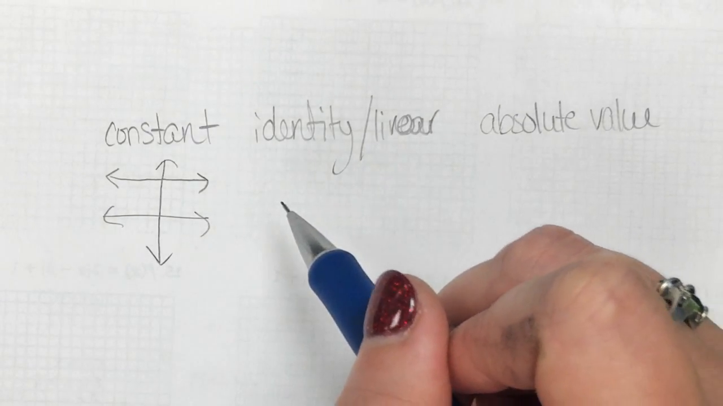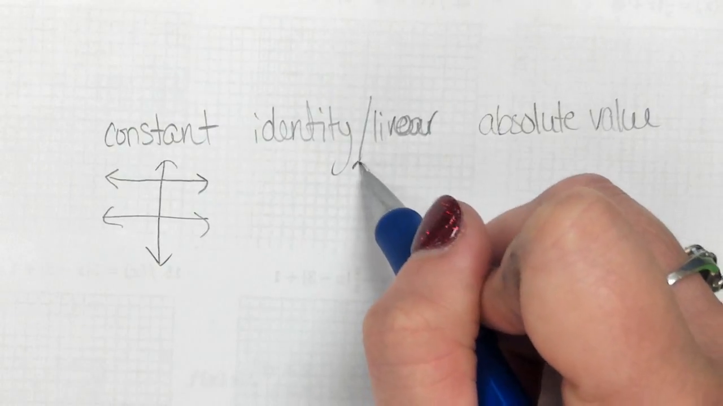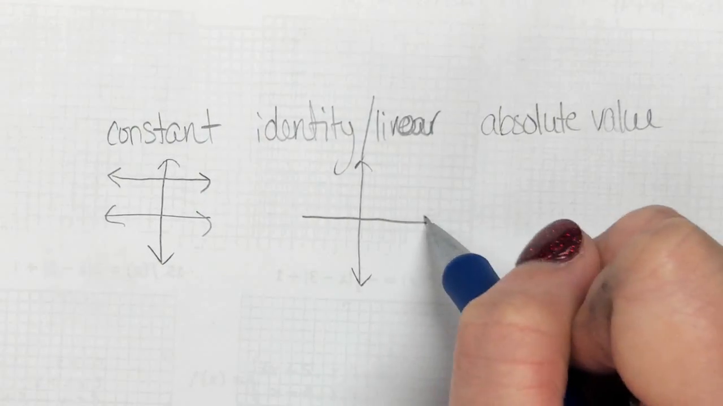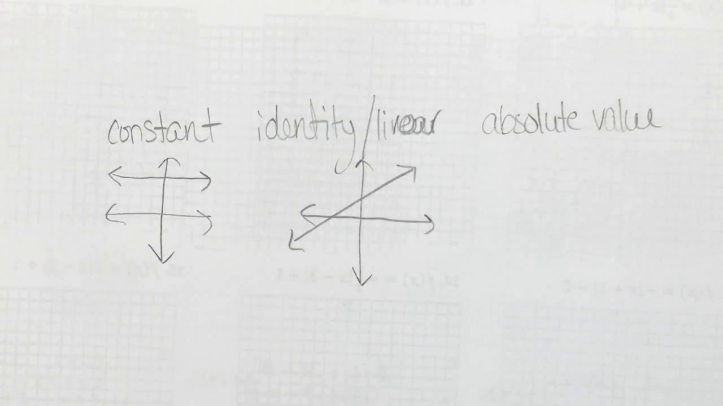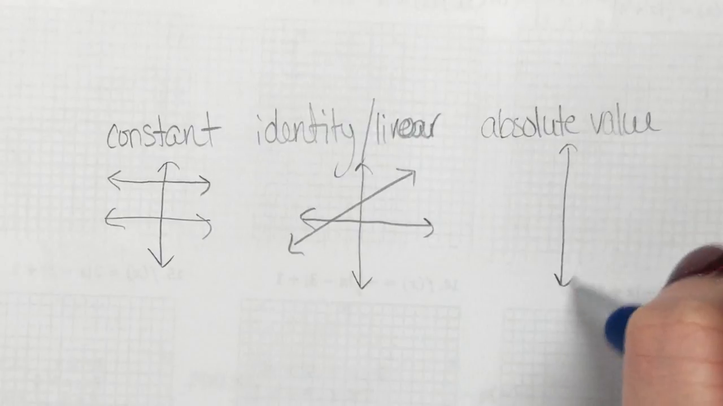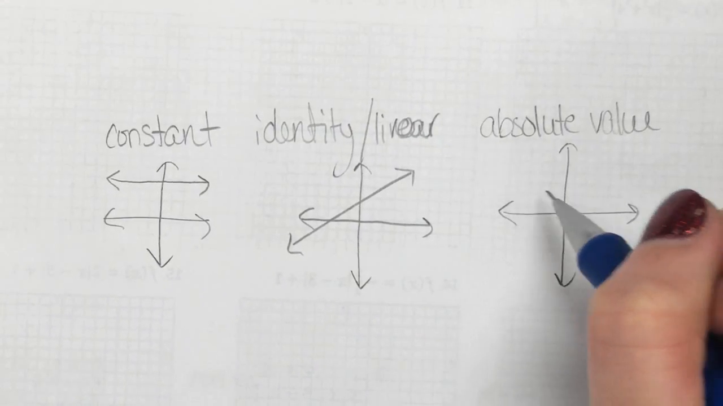There's no slope with it, right? Now this one is a straight line, but it has a slope. Very good. So some kind of a diagonal straight line with a slope. And then what about absolute value? It's a V. Could it be upside down? Yes.